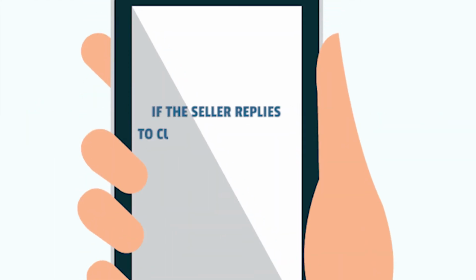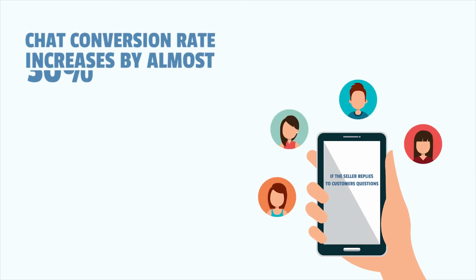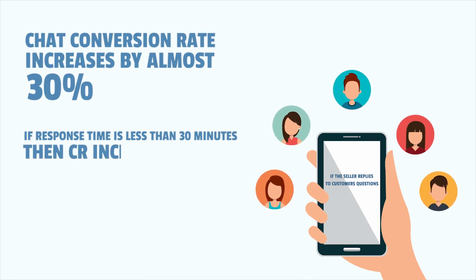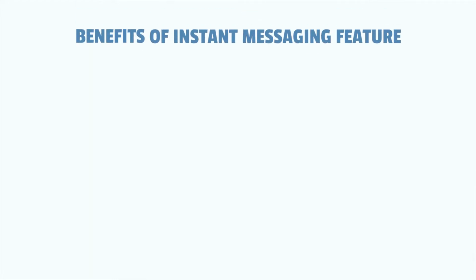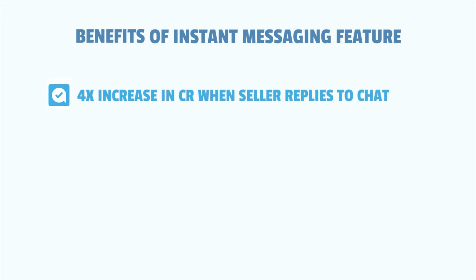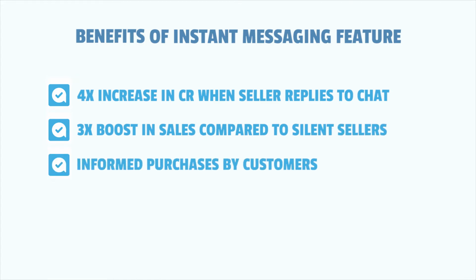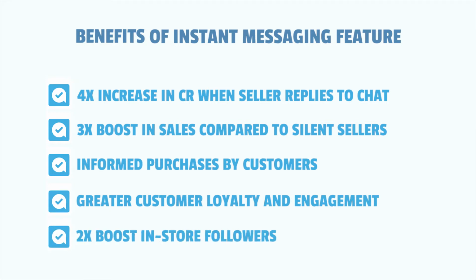If the seller replies to customer questions, the chat conversion rate, CR, increases by almost 30%. If the response time is less than 30 minutes, then you could see an even greater increase in CR, up to 10.5%. The instant messaging feature brings numerous benefits for the seller, such as a 4 times increase in conversion rates when the seller replies to chat, a 3 times boost in sales compared to silent sellers, informed purchases by customers, greater customer loyalty and engagement, and a 2 times boost in store followers.